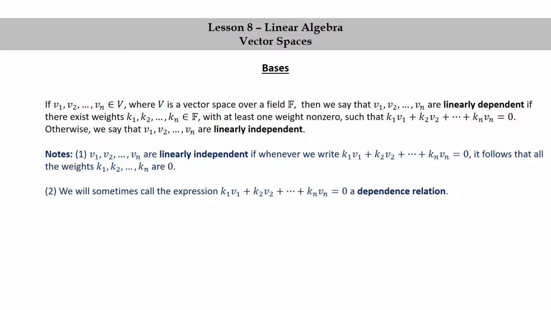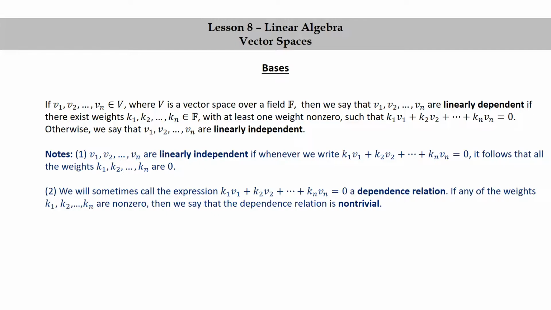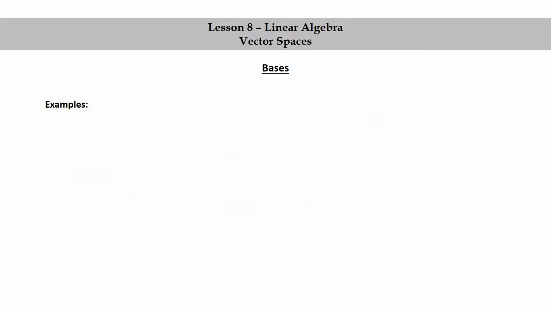We will sometimes call the expression k1 v1 plus k2 v2 plus ... plus kn vn equal to 0 a dependence relation. If any of the weights k1 through kn are non-zero, then we say that the dependence relation is non-trivial. Let's look at some examples.